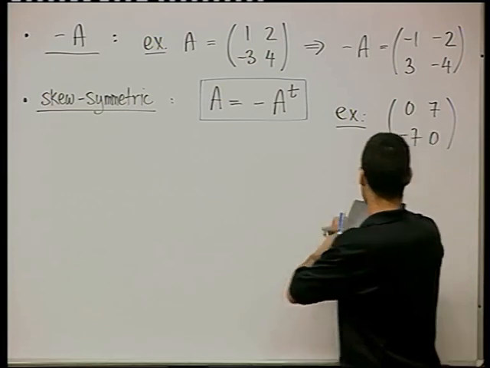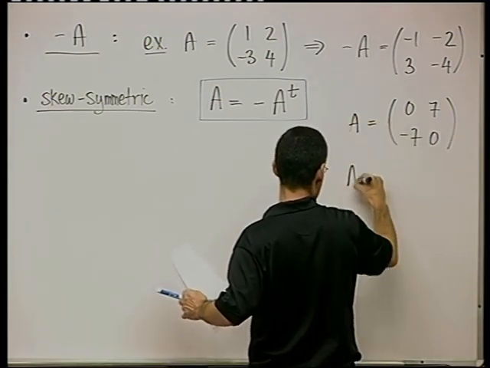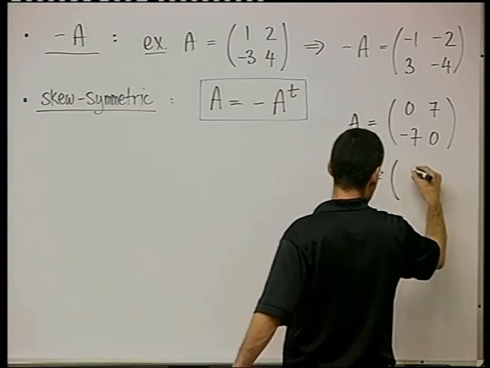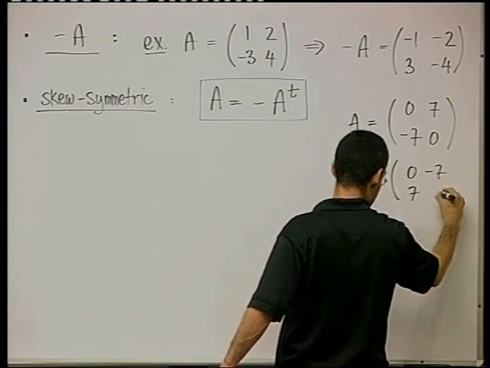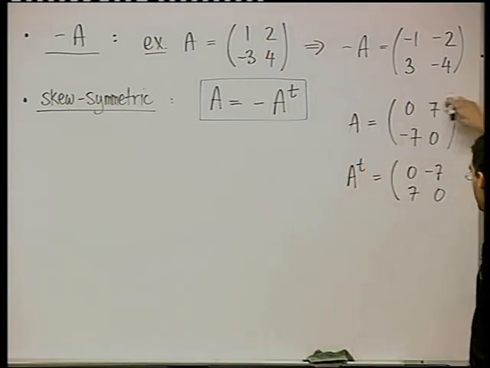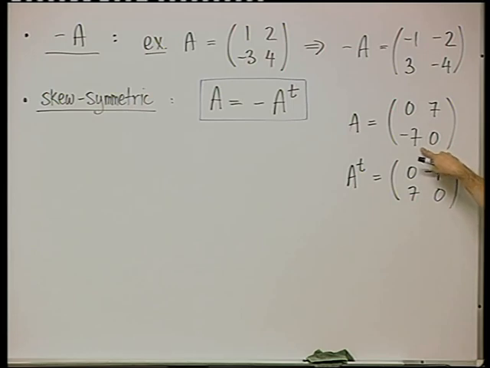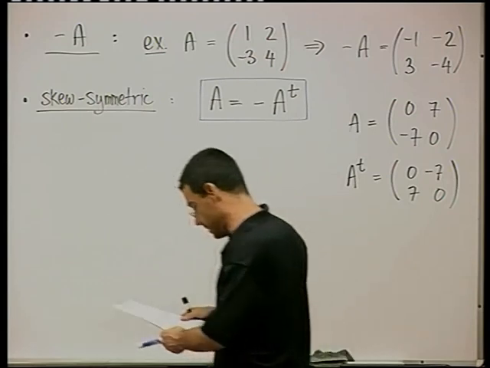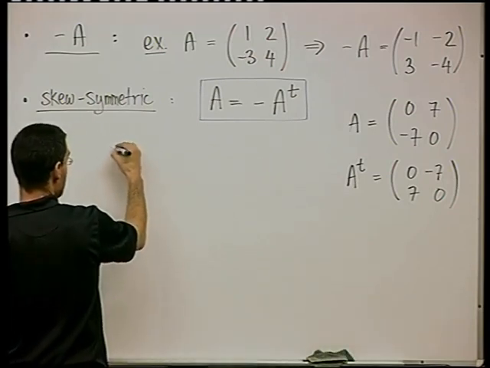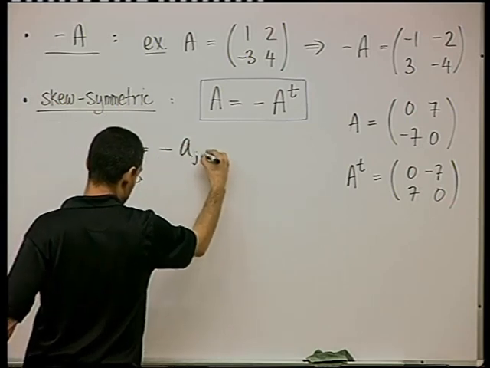So the transpose of this matrix would reverse it. If this is A, then A transpose would be 0, minus 7, 7, 0, right? Reversing the roles of the rows and the columns. But minus A transpose would exactly give us back A. Do you see that? Does everybody see that? Okay? So in particular, it satisfies Aij equals minus Aji.